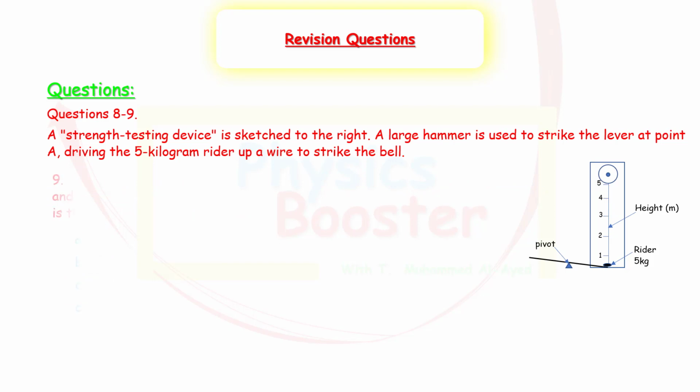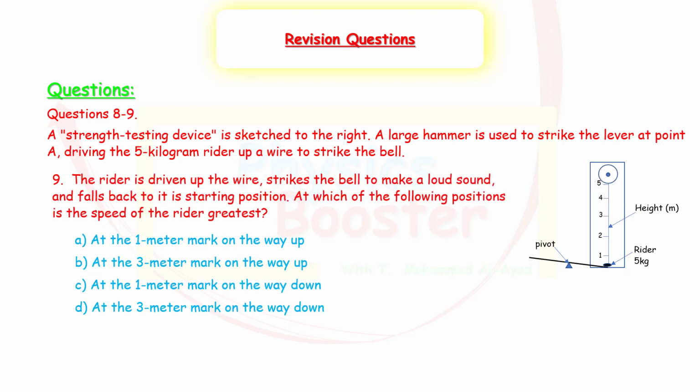Now, next question. It's saying that the rider is driven up the wire. It strikes the bell to make a loud sound and falls back to its original position. At which of the following positions is the speed of the rider greatest? Before we look at the choices, let's analyze this question quickly. We know that this rider is going upwards, so it's gaining potential energy while going upwards. But at the beginning, it has kinetic energy.